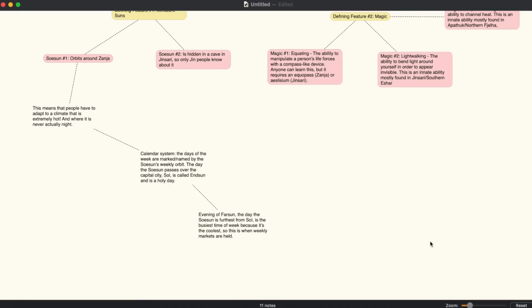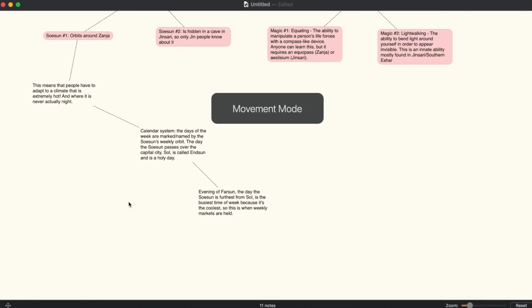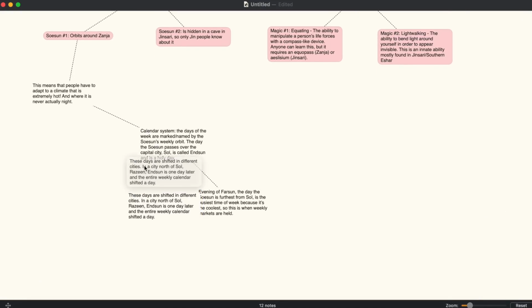And so that's kind of when you're gonna have weekly markets and parties and music and stuff because it's the coolest period of the week. There's also a version of time zones. The days are shifted in different cities. So in a city north of Seoul called Razin, Sun is 1 day later because that's when the Sosun passes over that city. And so the entire weekly calendar is shifted 1 day.